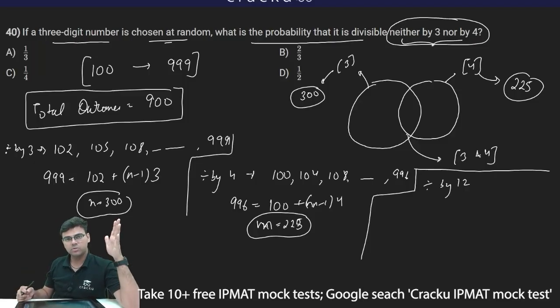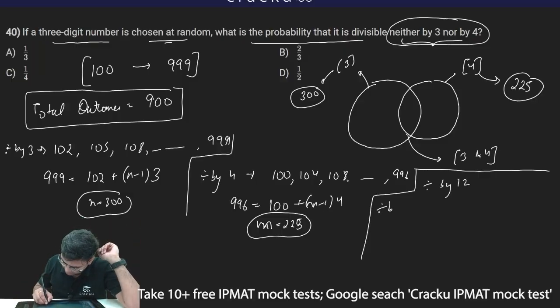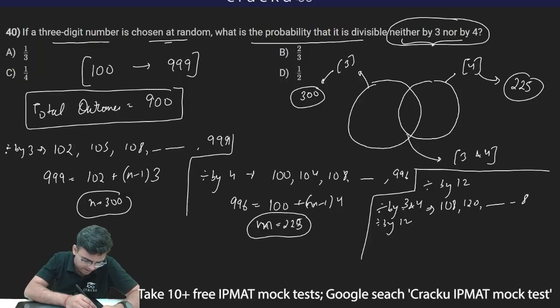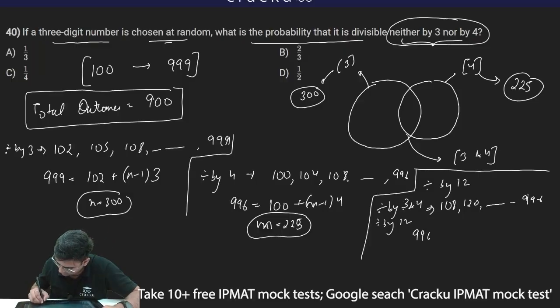So the total 3-digit numbers which are divisible by 3 and 4 both, or divisible by 12, these numbers will be 108, then 120, up till 996. Again similarly, 996 is equal to a, which is 108, plus (p minus 1) into 12, because the common difference is 12 here.